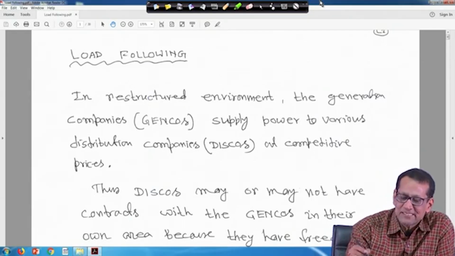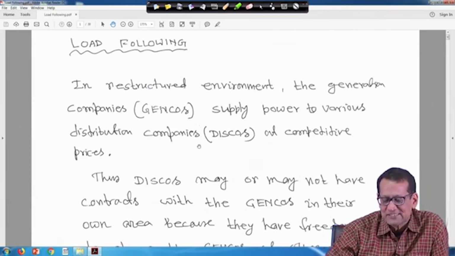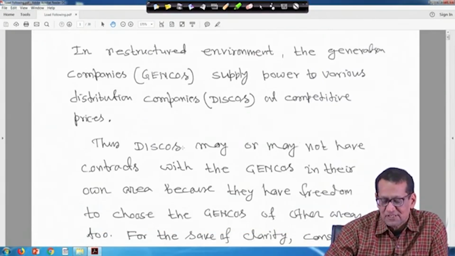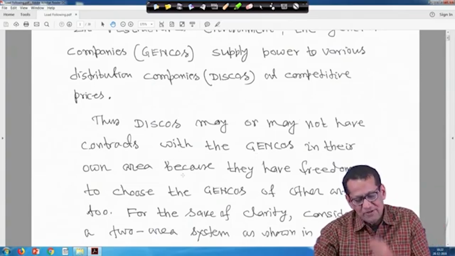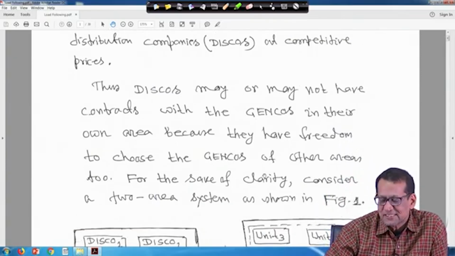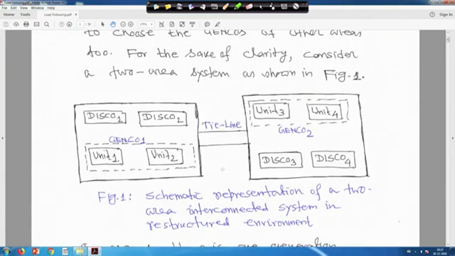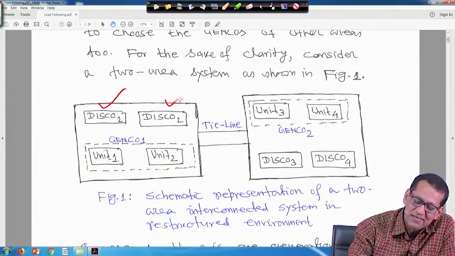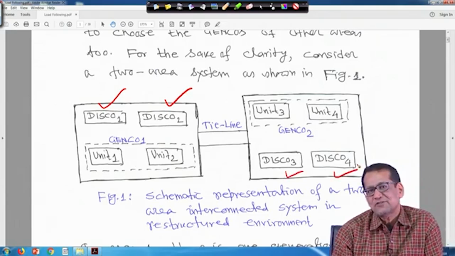Just now we have seen that in a restructured environment, the generation companies, that is GENCOs, supply power to various distribution companies, in short DISCOs, at competitive prices. Thus DISCOs may or may not have contracts with the GENCOs in their own area, because they have freedom to choose the GENCOs of other areas too. For the sake of clarity, consider a two area system as shown in figure 1. Our modeling is the same, but in area 1 it is DISCO 1 and DISCO 2, and in area 2 it is DISCO 3 and DISCO 4, that is your distribution companies.